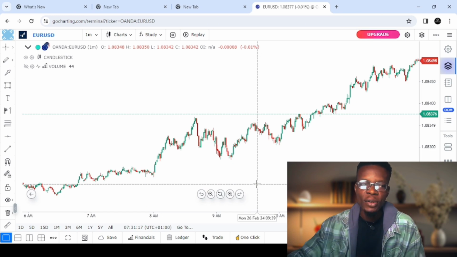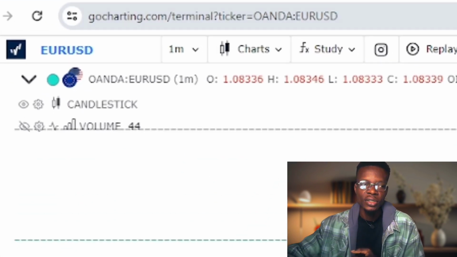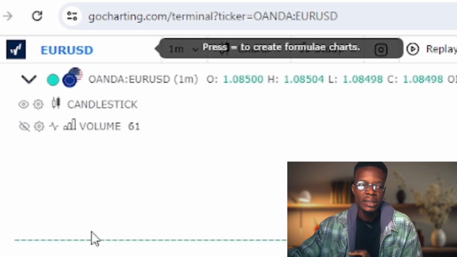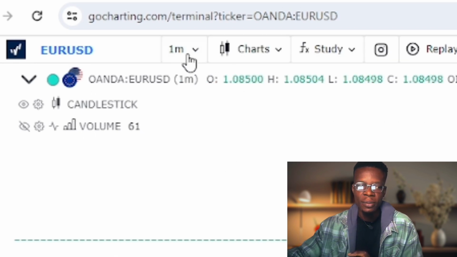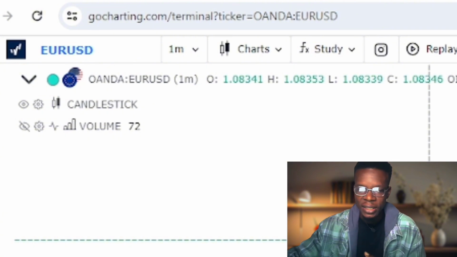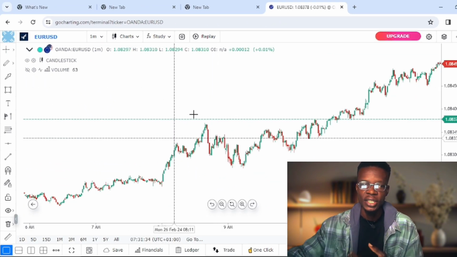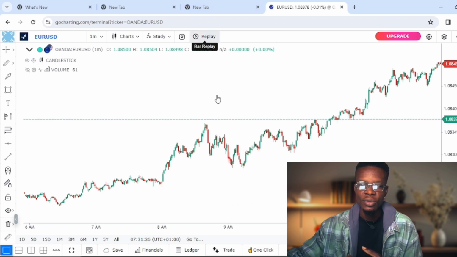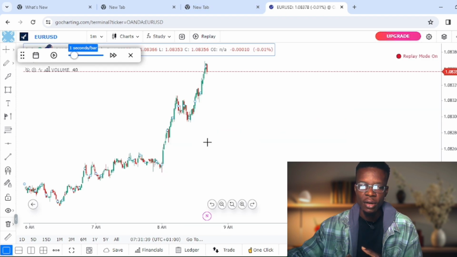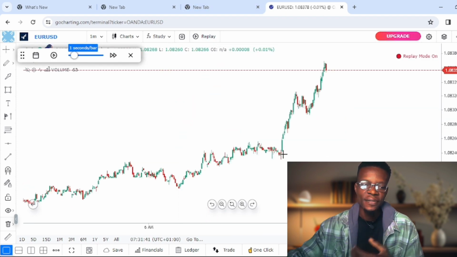So the example I'm going to show you guys is on the Euro USD chart, as you can see, and we are going to be analyzing the 1 minute time frame also, as you can see over here. So the first thing you are going to be doing is identifying the trend. So I'm going to be using the replay mode, and I'll take this area off. So you want to identify the trend.